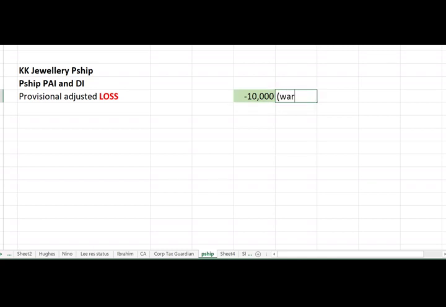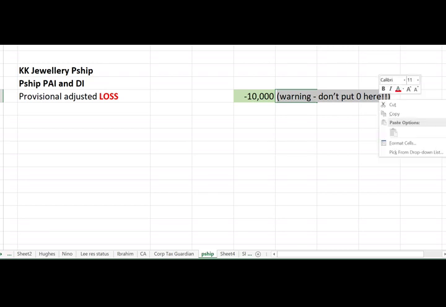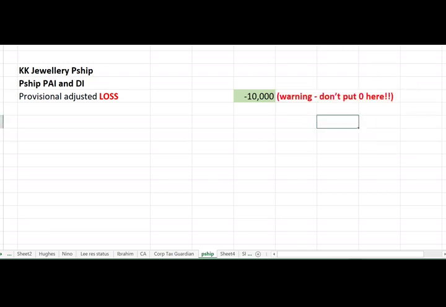Can I give you a warning? Don't put 0 here, because that's what students usually do. Each time when we mark the paper, we notice students think, oh, it's a loss, I put 0. Now that's wrong. You don't do that. Now, what is the next thing you do after you come to the provisional adjusted income? Do you plus or do you minus? Minus. Very good.